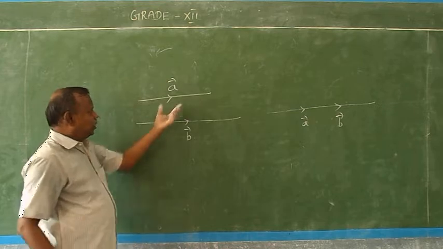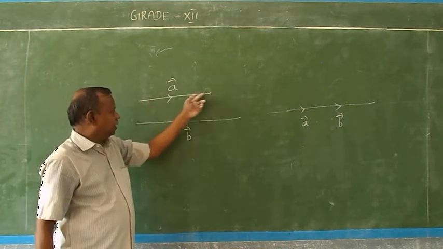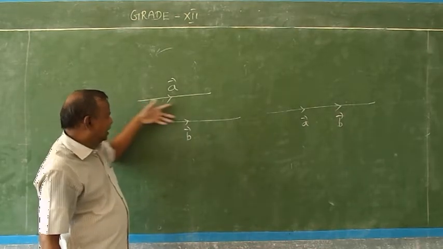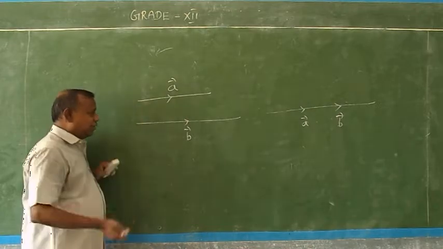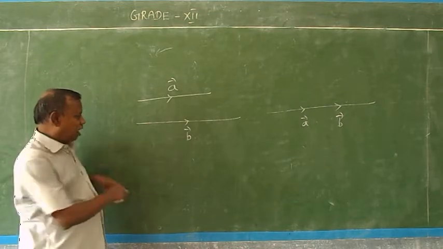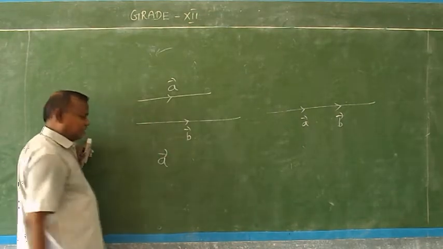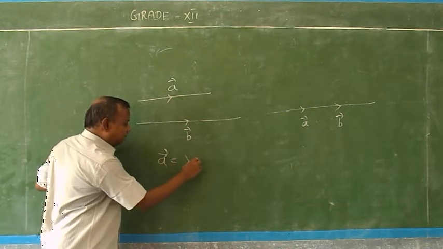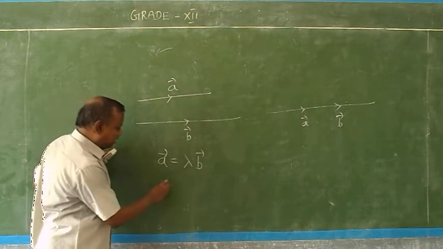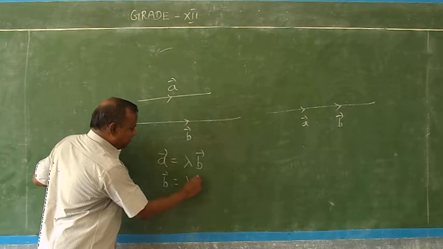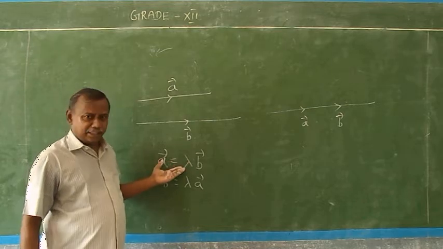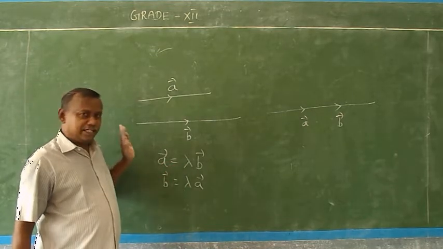Now, for example, one bus goes at 40 km speed, another goes at 60 km speed, both in the same direction, same starting point, same destination, so they are collinear vectors. So we can compare: this is 1.5 times bigger, 2 times, or half. So generally we express that these two vectors are collinear when one vector is a scalar multiple of another vector. That is, a vector equal to lambda into b vector, or b vector equal to lambda into a vector. Either way we choose, where lambda is any scalar, it may be positive or negative or a fraction. It is a real number. Lambda is a real scalar.